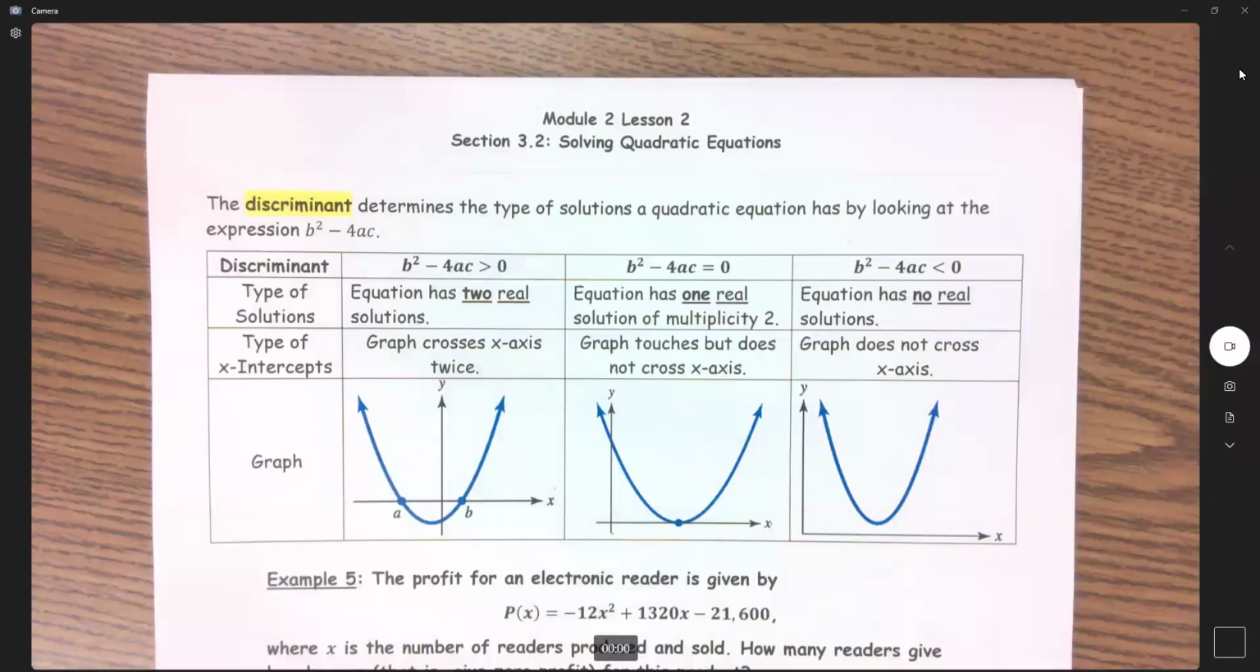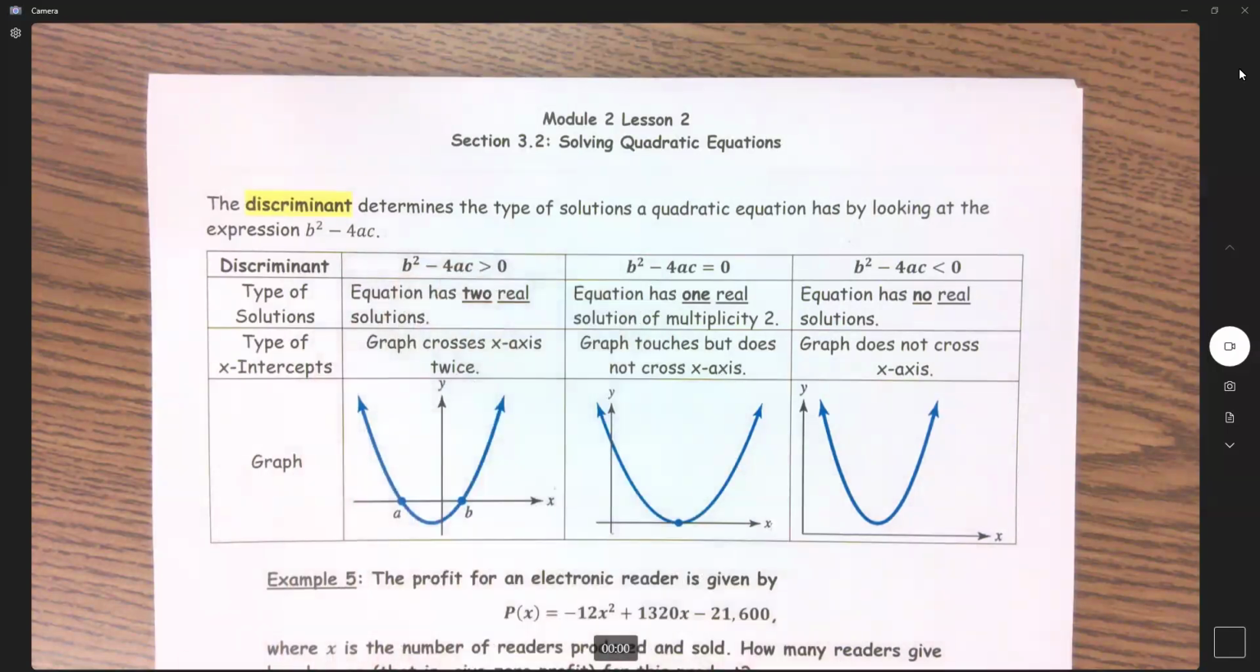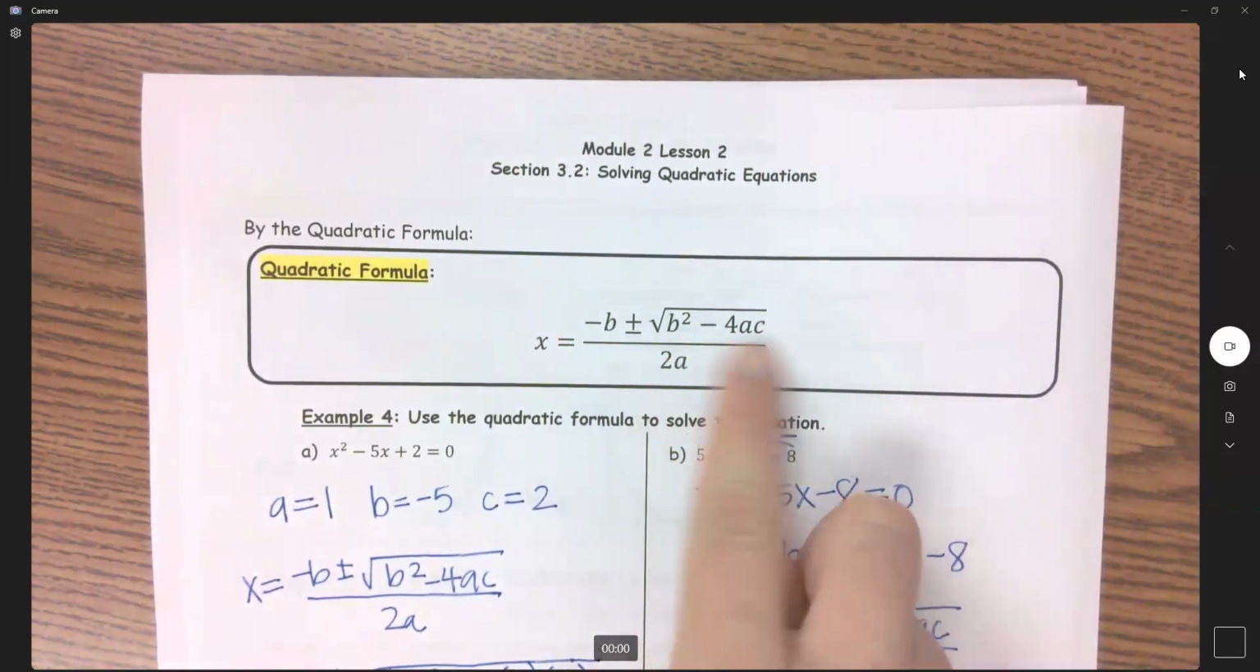All right, I want to dedicate just a short video to the discriminant. I really don't care about the discriminant, but you do have a homework question, maybe two, over the discriminant. The discriminant determines the type of solutions a quadratic equation has by looking at the expression b squared minus 4ac. And that should ring a bell because it is part of our quadratic formula. It's the part that goes under the radical.